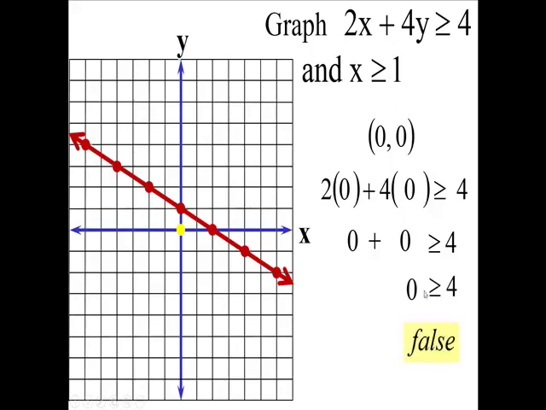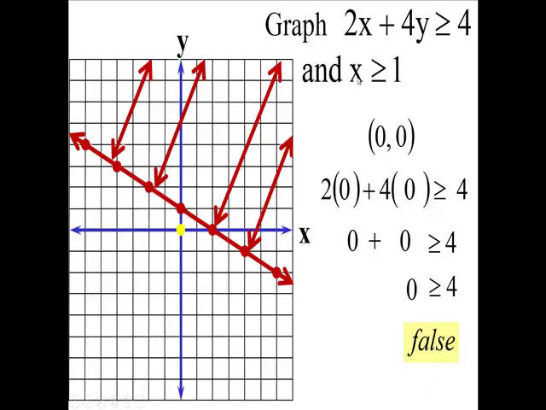Well, no, it's false. So that point won't work, so we're going to fill in the points on the other side of the line. Our test point didn't work, so none of the points over here will work. So all of the points over here will work. Okay? That's how you graph an inequality.